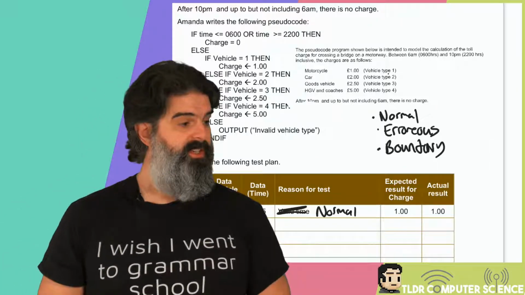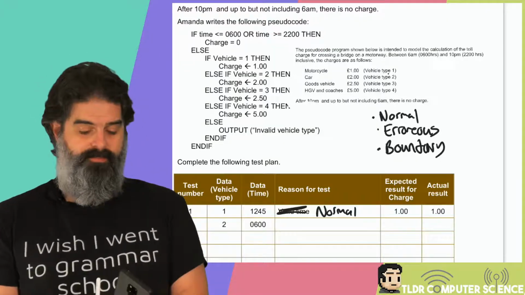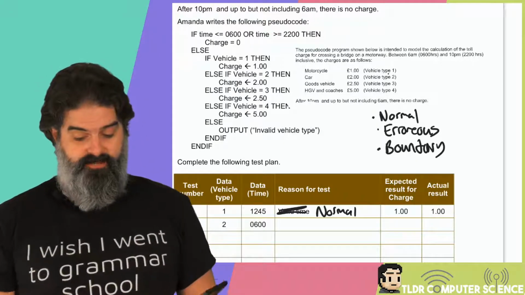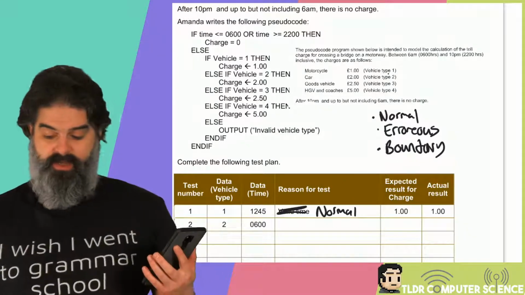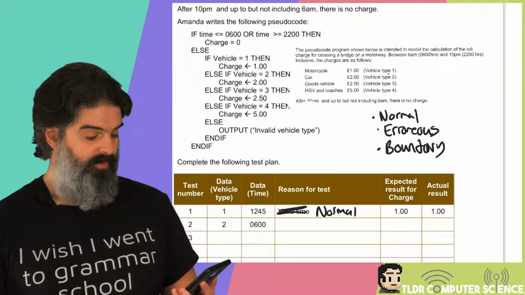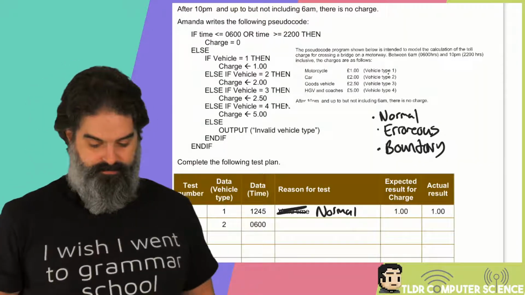I don't know if anyone actually is responding. I had some problems with my chat earlier, but then it seemed to work so far. I'm asking you to just speculate. Do you think it's a normal test, a boundary test, or an erroneous test? This is testing to see at 6 a.m.